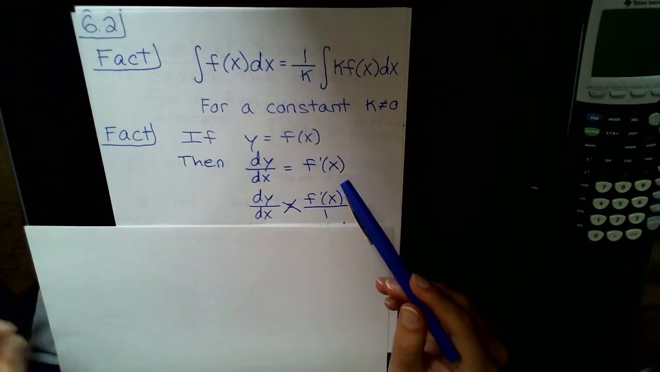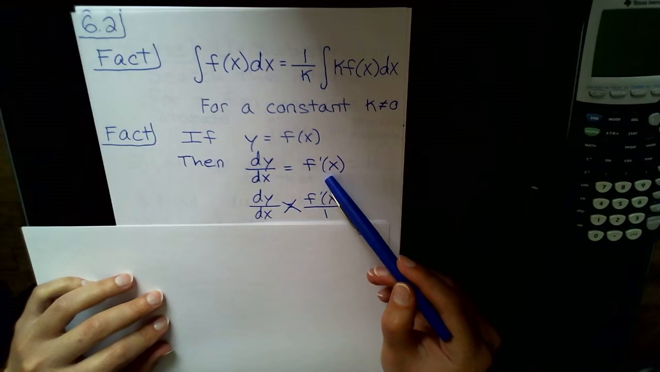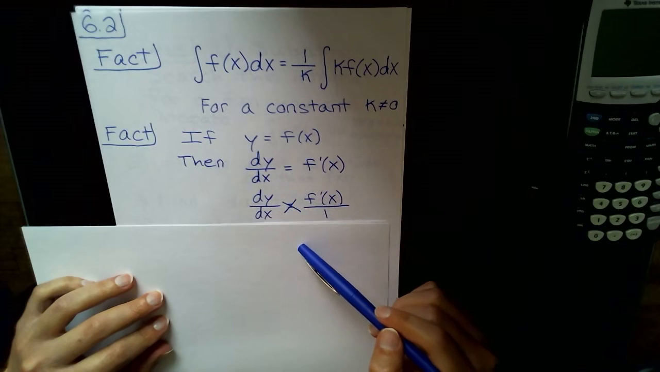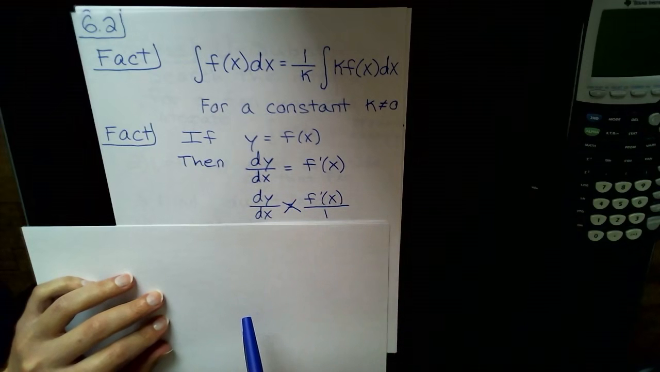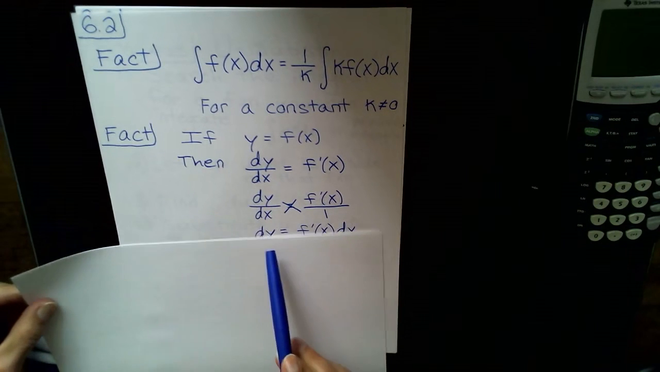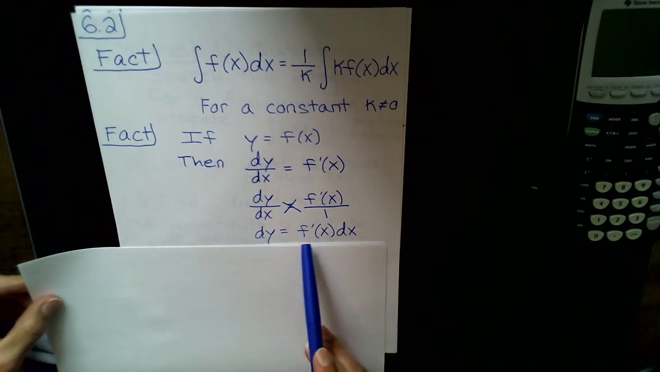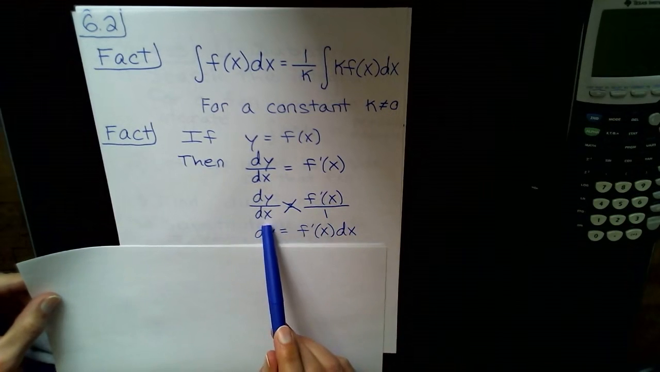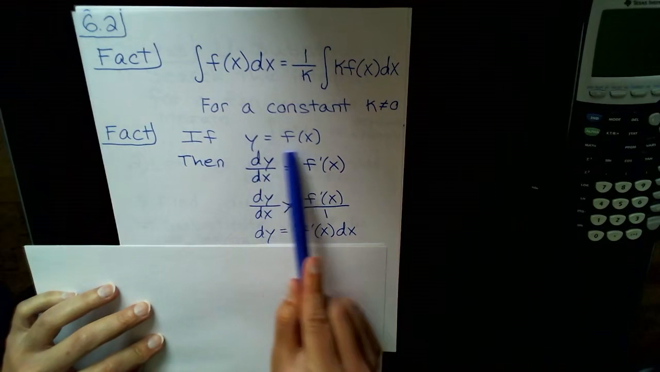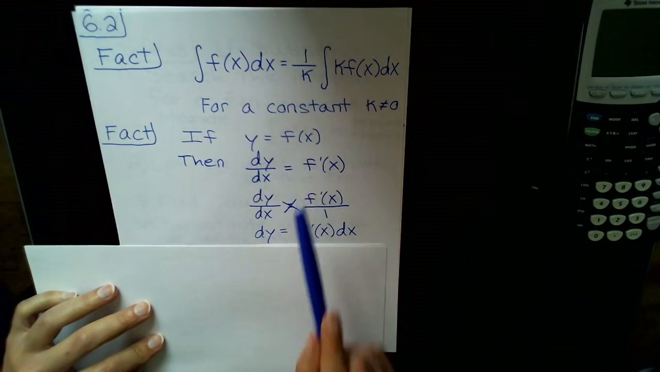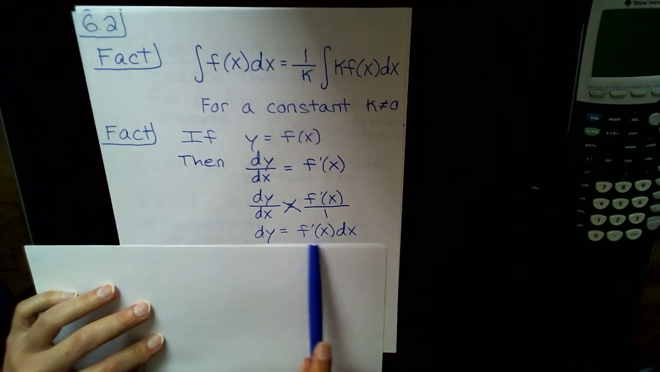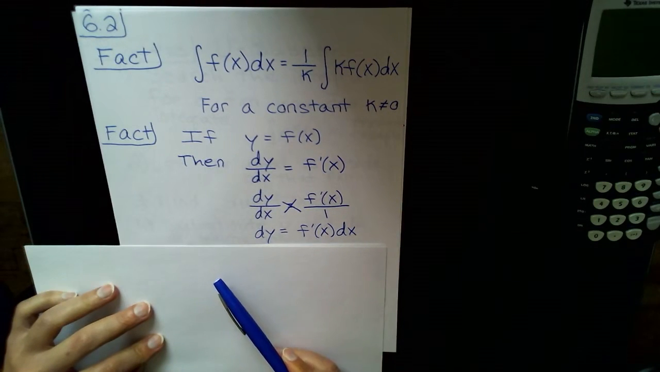If we were to put f prime of x over 1, we would then have two fractions equal to each other. And if we cross multiply these fractions, we would end up getting dy times 1, which is dy, equals f prime of x dx. Which means if you're given y is equal to f of x, then automatically you can say dy is equal to f prime of x dx.